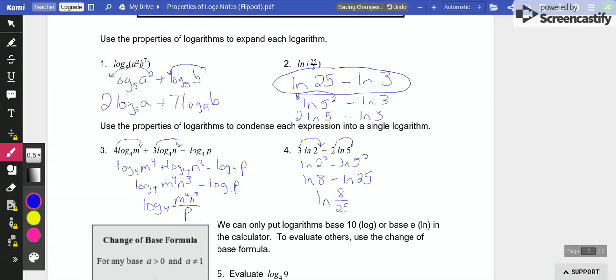In the next video, we'll check out another helpful formula with logarithms.